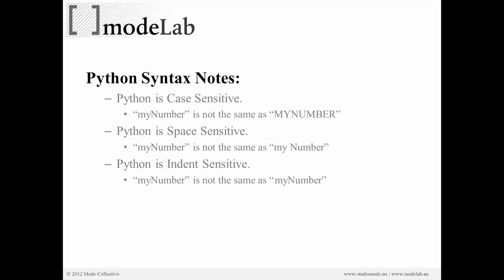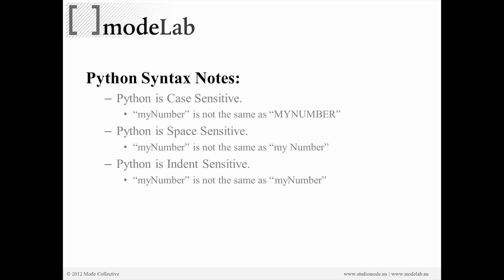So if we look at myNumber using what's called camel case, lowercase m, lowercase y, capital N, number is not the same as that same word in all capitals, right? So it's case sensitive relative to the letters. Python is also space sensitive. So we have to be very cautious with where we're allowing space to exist within our script. So myNumber is not the same as my space number. Those will be understood by Python as two separate things.